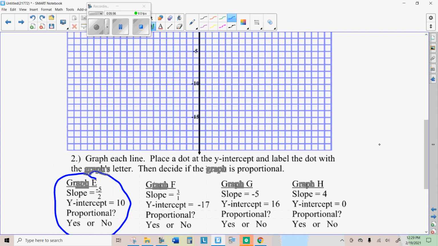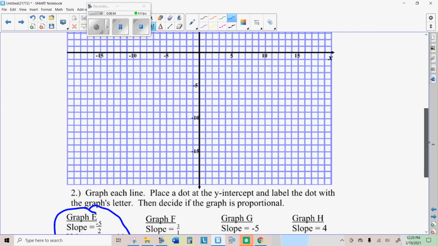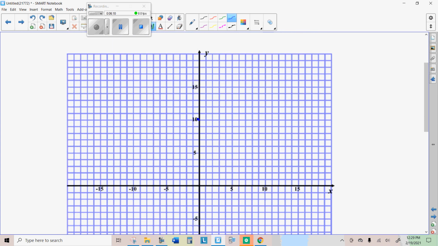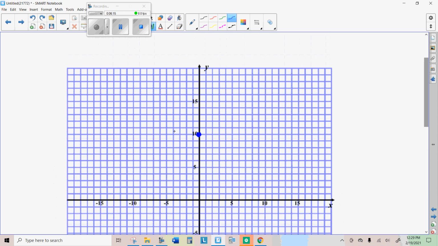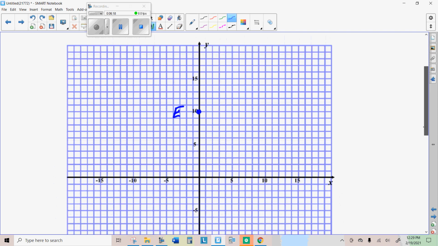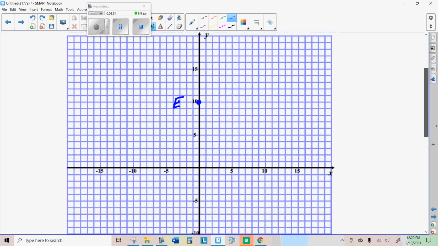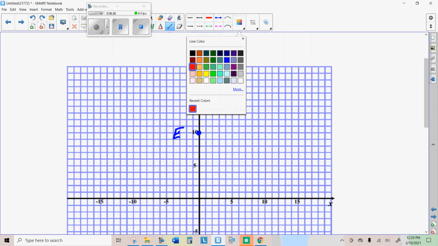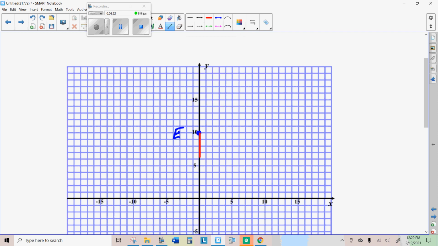And you guys, we can already answer this proportional question. It's a no because the y-intercept is not 0. Okay? But let's go ahead and graph that. So we want a y-intercept of 10. Let's start there. That's right here. Y-intercept of 10. Okay. This is graph E. So I'm going to put letter E there. All right. Now I'm going to do a slope of -5/2. Okay. So my vertical line needs to be 5. And my horizontal line needs to be 2.